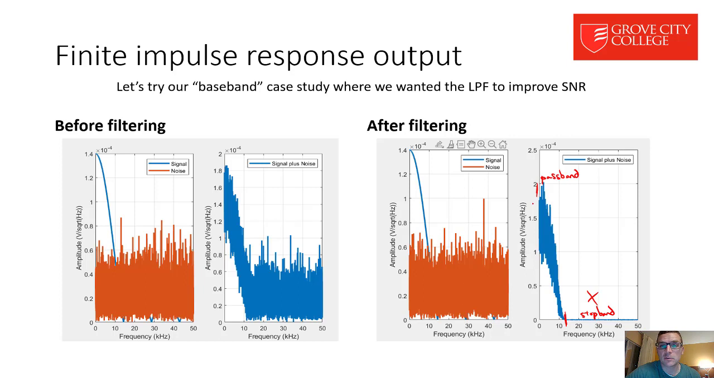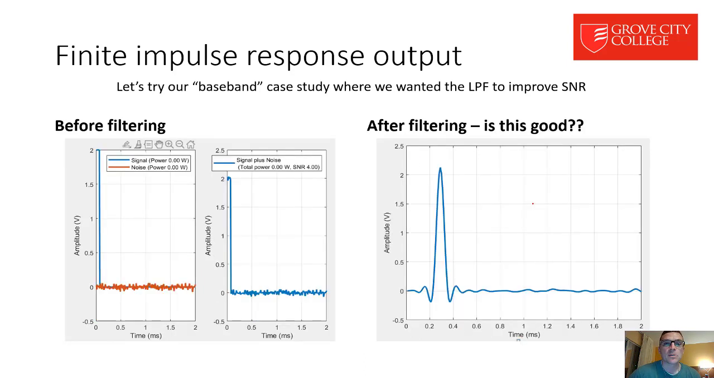We're keeping our signal with the frequencies where our signal is, and we're cutting out the frequencies where we know our signal is not. All right, so let's look at the time domain and make sure that nothing went terribly wrong in the time domain. In the time domain, we see that before filtering, we have a pulse and then noise after the pulse. After filtering, we've got a pulse and then very little noise.